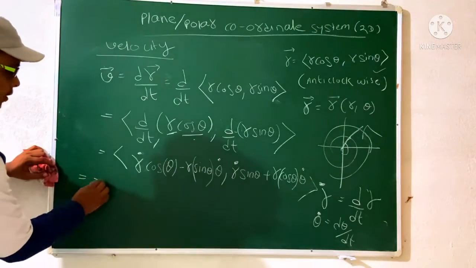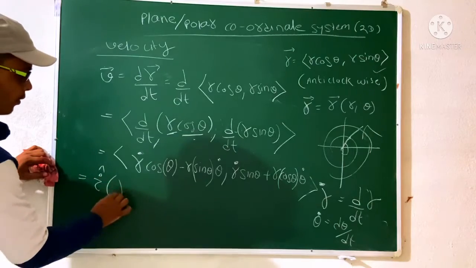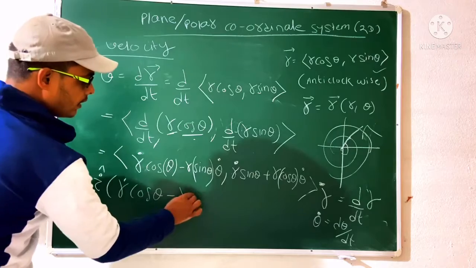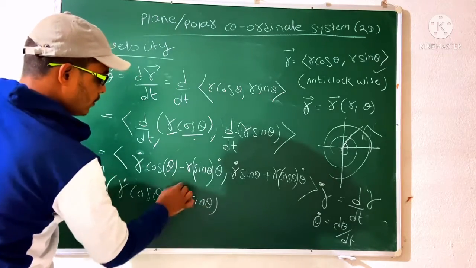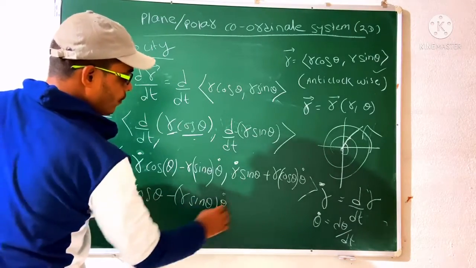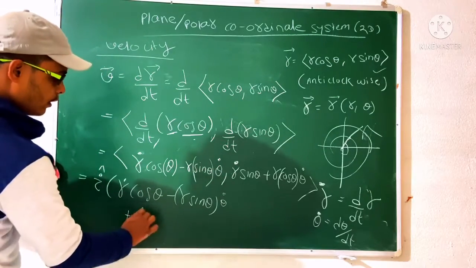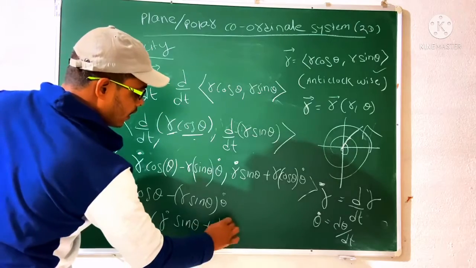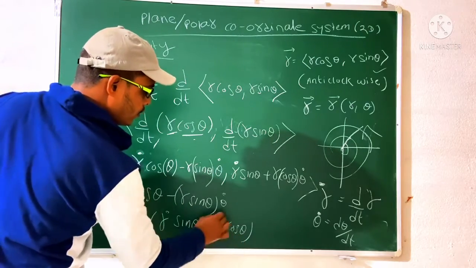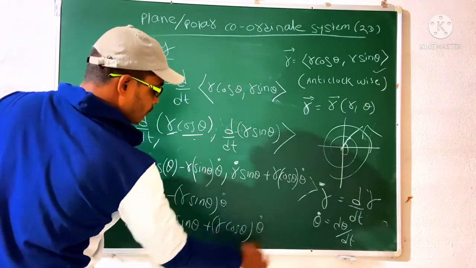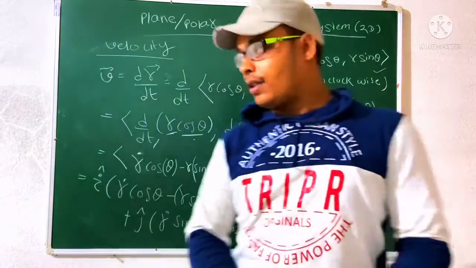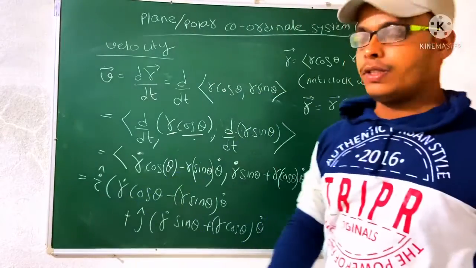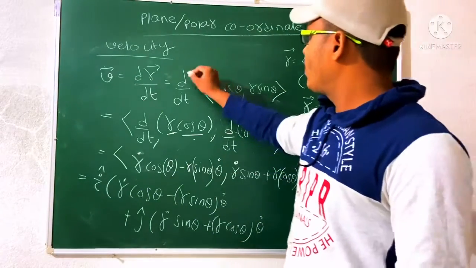This thing is nothing but your i cap into r dot cos theta minus r sin theta into theta dot, and the second component is plus j cap into r dot sin theta plus r cos theta into theta dot. So this is the velocity component. But remember, this is the velocity in your Cartesian coordinate system.